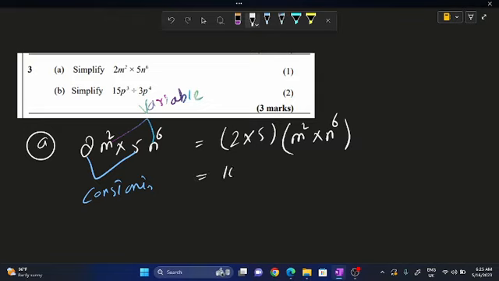2 times 5 is 10. Now look here, m is not the same as n. Bases are not same. If instead of n there was m, then I could add the powers. But I can see m is not the same as n. So it will be written as it is. 10 m square n raised to the power 6. That is the answer for A part.